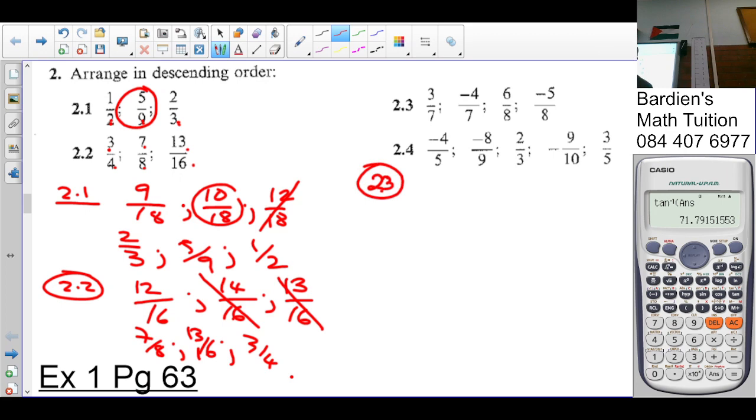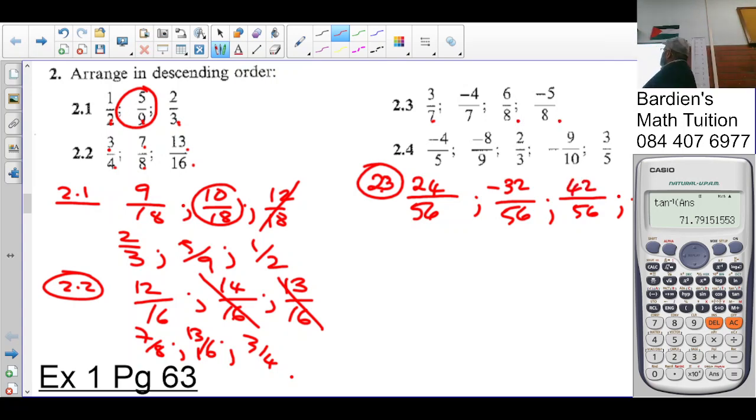2.3. What's your LCM here? 56. So 7 times what is 56? 8. So 3 times 8 is 24. 7 times what is 56? 8. 8 times negative 4? Negative 32. 8 times what is 56? 7. 6 times 7? 42. 8 times what is 56? 7. Negative 5 times 7? Negative 35. Again, descending is from biggest to smallest.